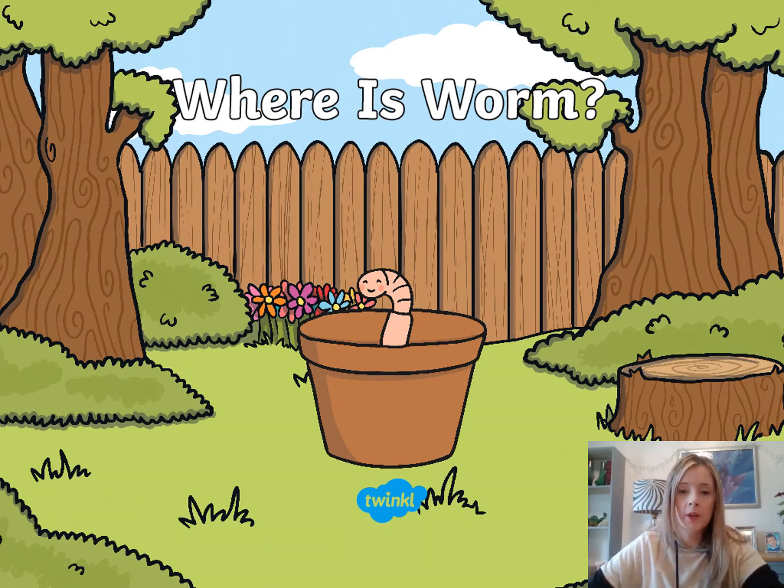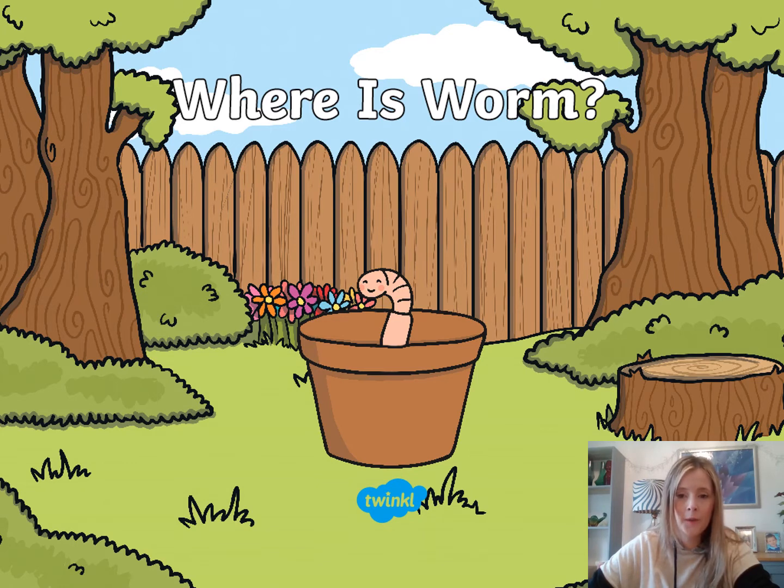In maths today we're going to carry on learning about words that help us describe the position of things. So we're going to play a little game called Where is the Worm? And that will help us learn some new vocabulary and revise some of our old vocabulary. And then I'm going to show you what your task is at the end. Okay, so here we go.